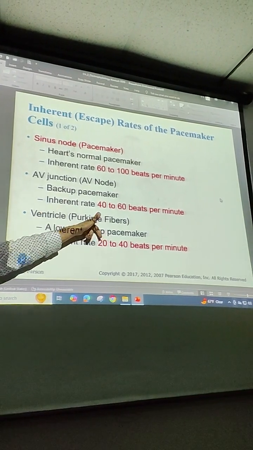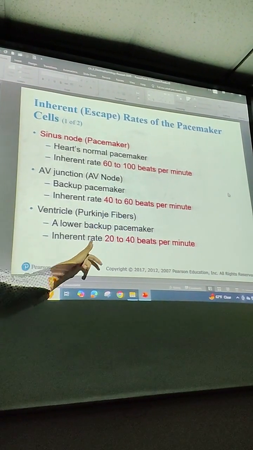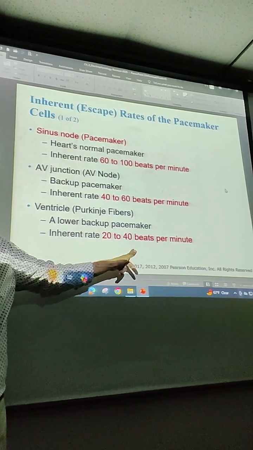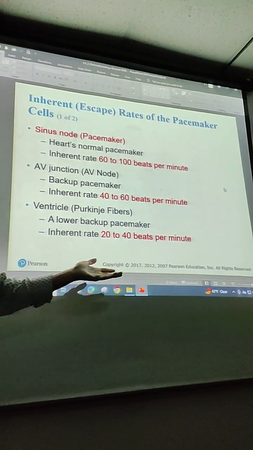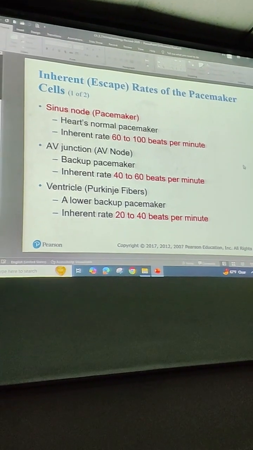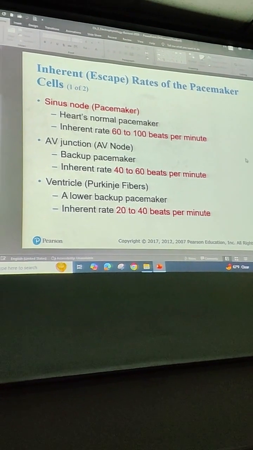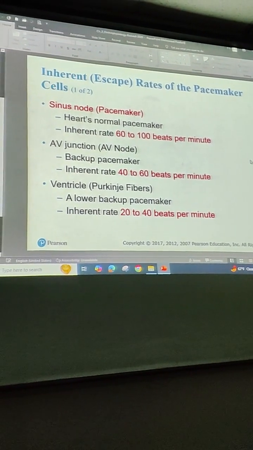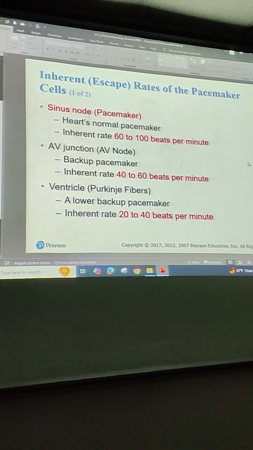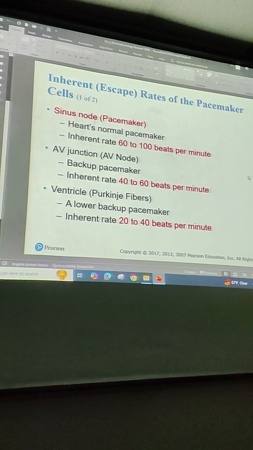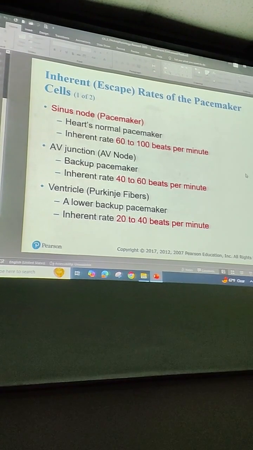So 40 to 60. This one is 20 to 40. My goodness, 20 to 40, that is completely below what is expected. That is supposed to be 60. So it's very, very low. So once again, this person will not have too much time to live.